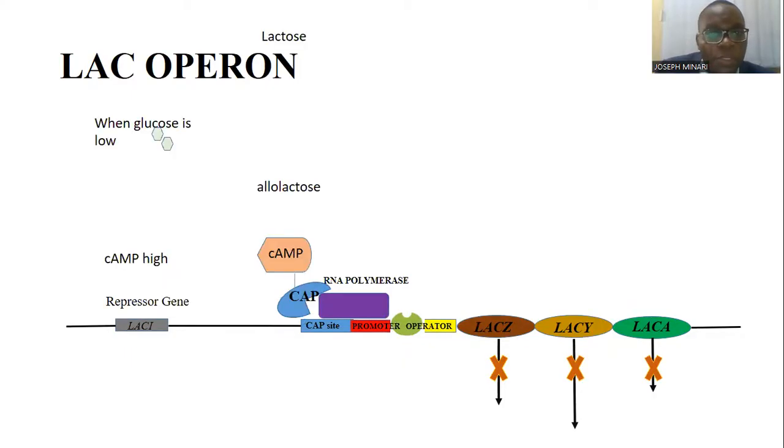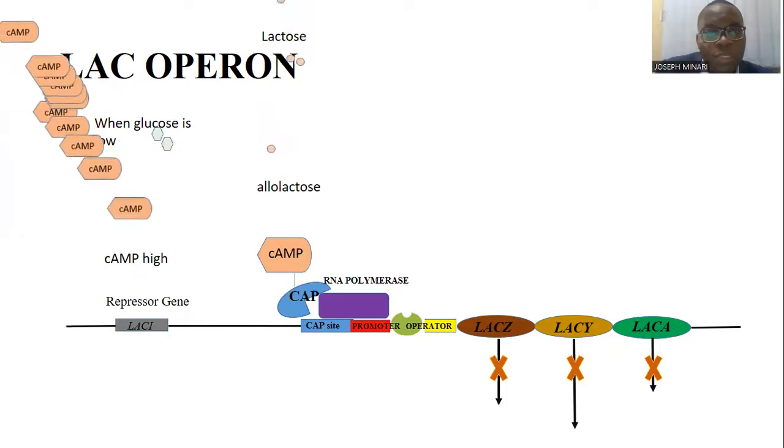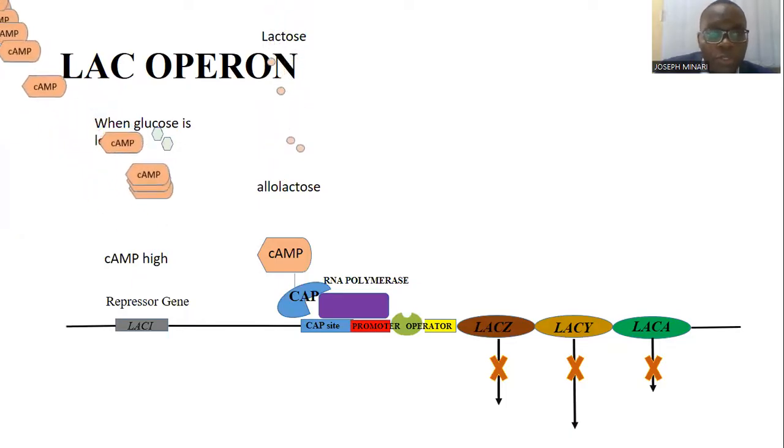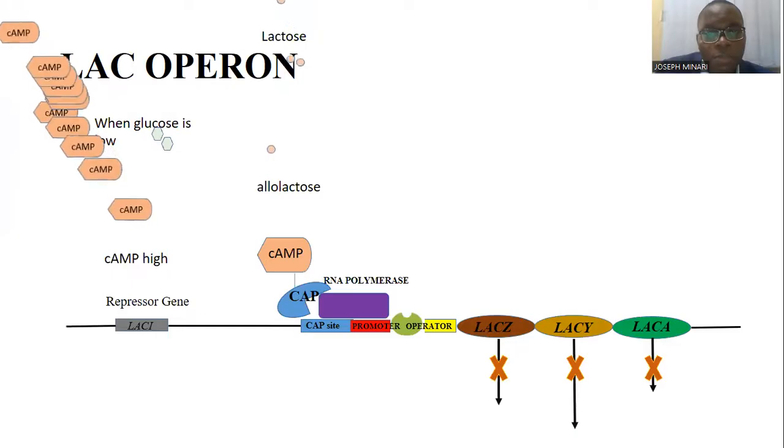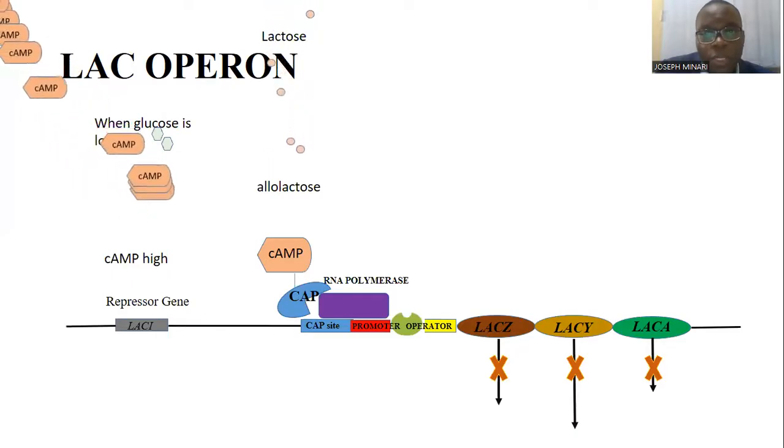But in the presence of lactose, and also when we have an increase in the concentration of cyclic AMP, cyclic AMP will bind with the catabolite activator protein to activate it, and whenever that is activated, it will bind to RNA polymerase to stabilize RNA polymerase on the promoter. Lactose is also present in high concentration, at low concentration of glucose, and it binds to the repressor protein that is on the operator.